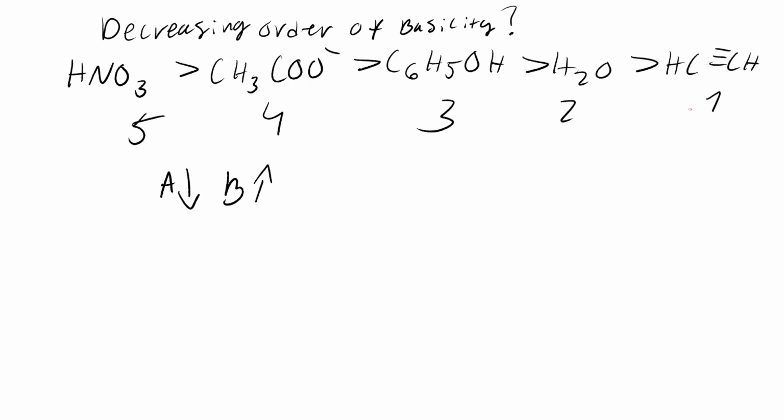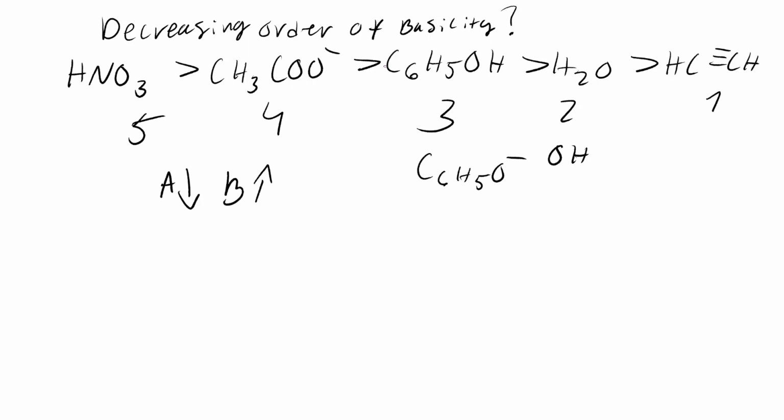D. Okay, and let's double check. So if you were to take out this acid, it would be an OH. And that would be like a C6H5O negative, etc., right? So that would be correct.